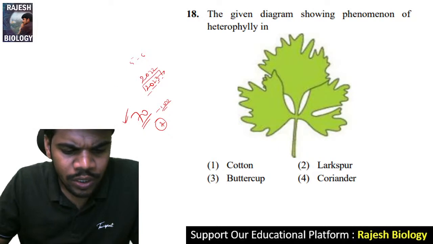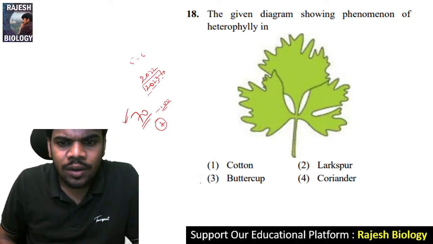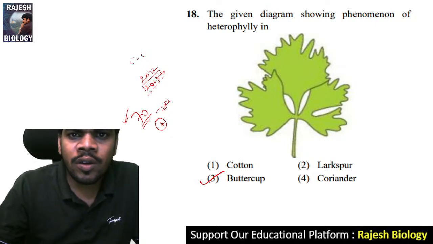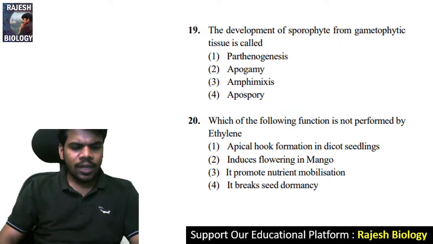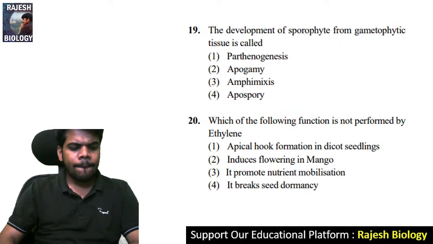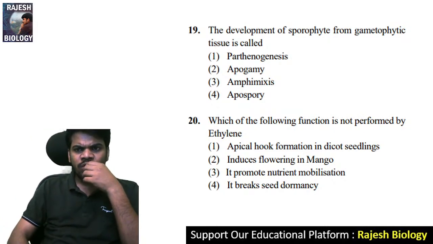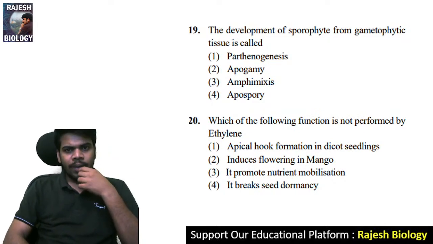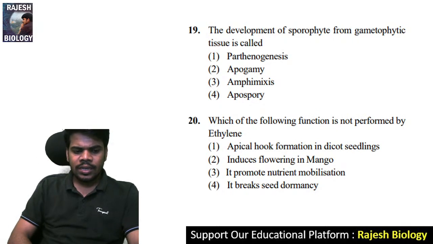Come to the 18th question. The right answer is 3. Gnaneshwari, yes, you are right. Buttercup. The given diagram shows the phenomenon of heterophylly in buttercup. Come to the 19th question. The development of sporophyte from gametophytic tissue is called.